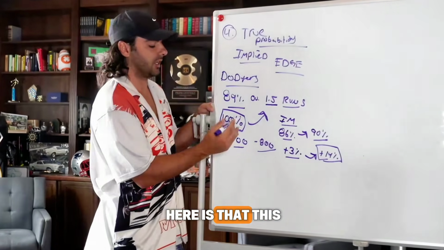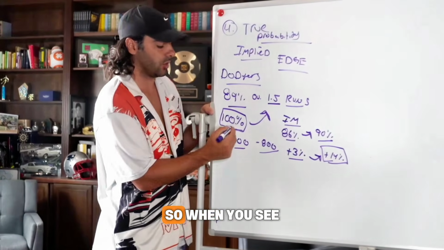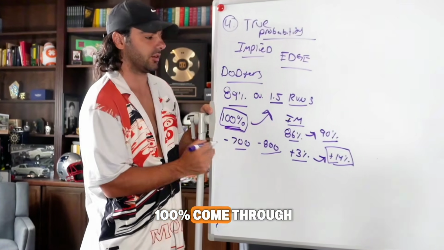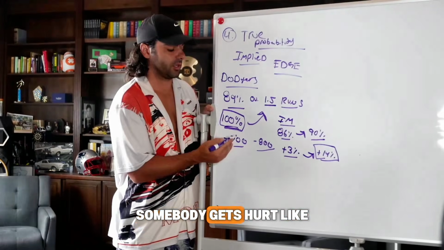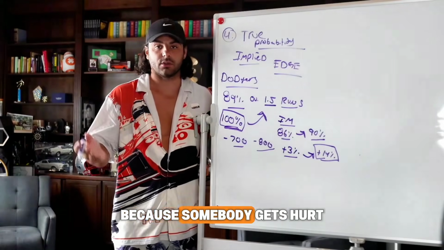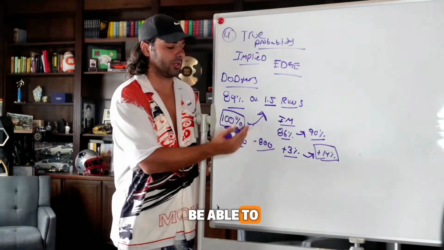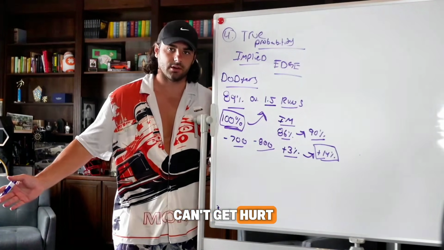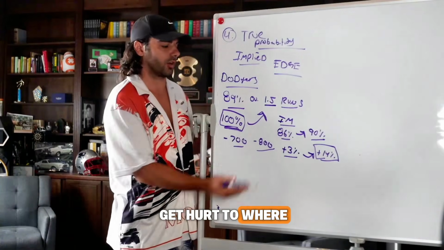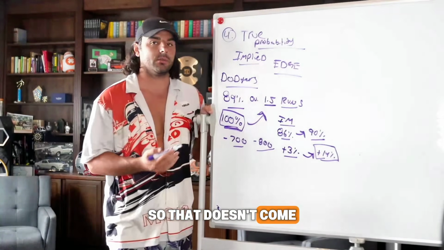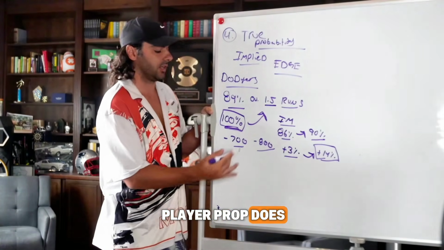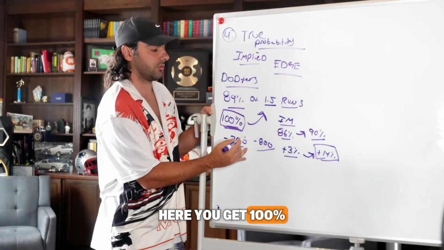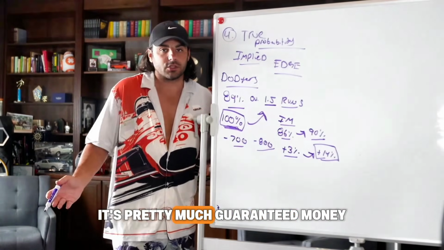Now the crazy thing here is that this isn't a player prop. So when you see 100% come through, this doesn't mean, oh, if somebody gets hurt, like nothing's ever 100%, because if somebody gets hurt, then you're not going to have the opportunity to get that. That's not how it's going to work here, because the whole team can't get hurt, put it that way. The whole team can't get hurt to where nobody can play. So that doesn't come into play like a player prop does. Here, you get a 100% mark on a certain team. It's pretty much guaranteed money.